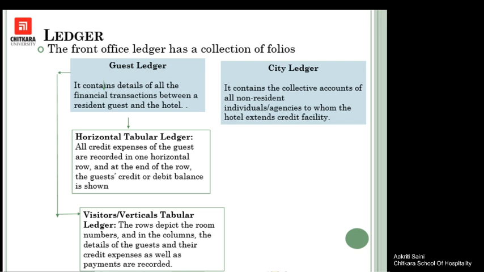Right? If we move further, the guest ledger is divided into two parts, which is the horizontal tabular ledger and the other one is visitor's tabular ledger. Now, as the name says, horizontal tabular ledger, all the credit expenses are recorded horizontally in that particular ledger. Likewise, if we talk about the vertical tabular ledger or the visitor tabular ledger, we will say that all the credit transactions are recorded vertically.